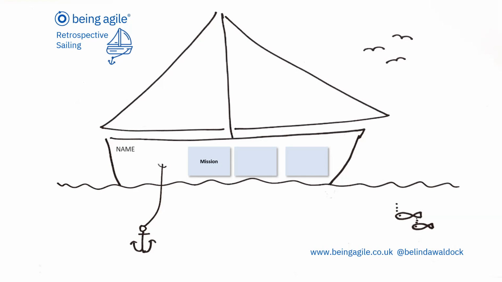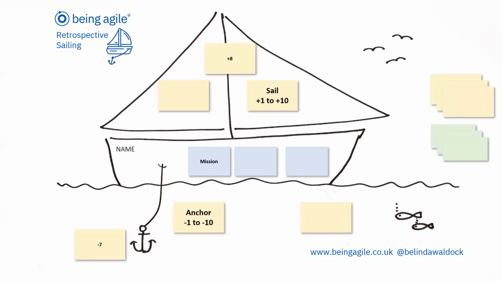Once we've got our name and our mission, then we can start to add our sails and our anchors to our boat. The sails represent what's going well, and the anchors, the challenges and what's holding us back, what could be better. So here we've got a number of sails. And what we're also going to do is scale those sails. So we're going to look at how big those sails are and how big those anchors are.